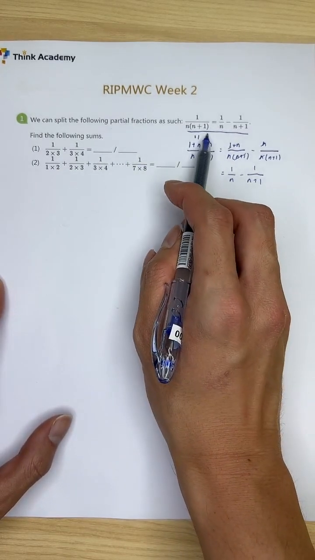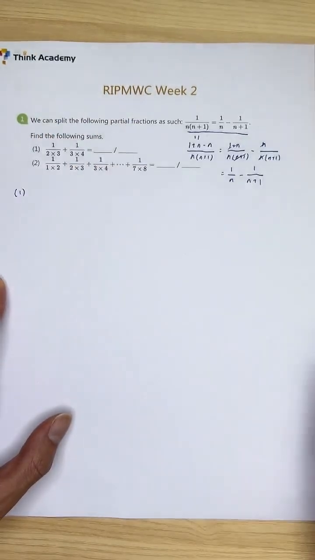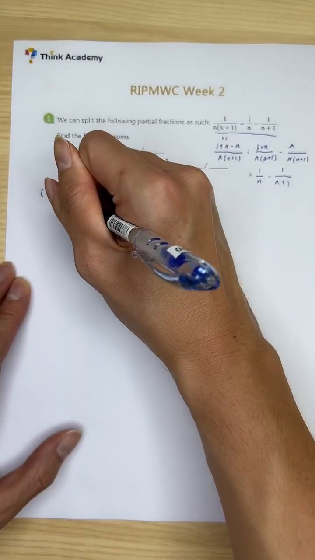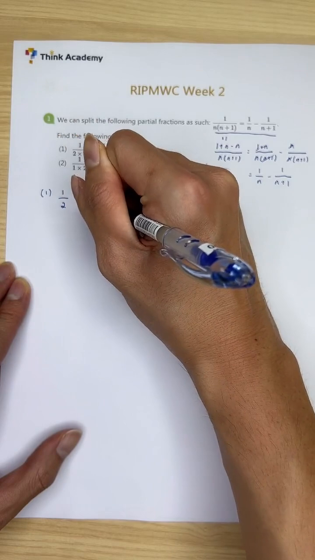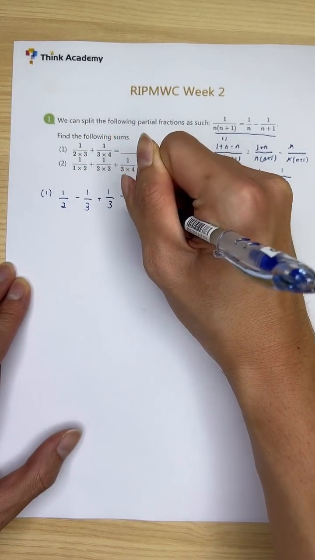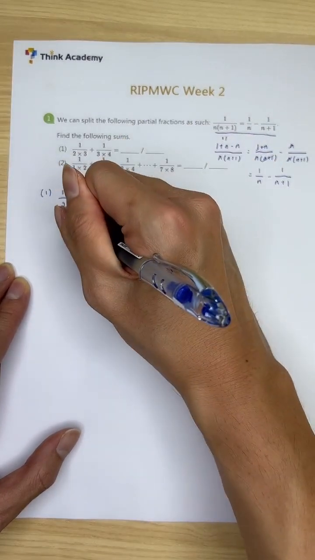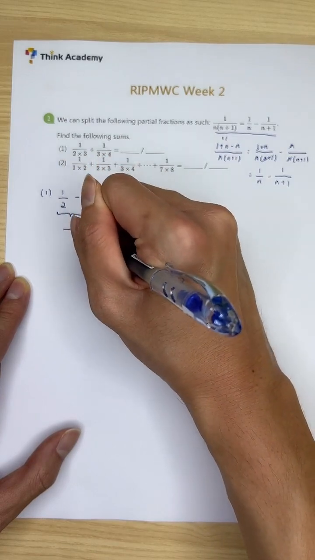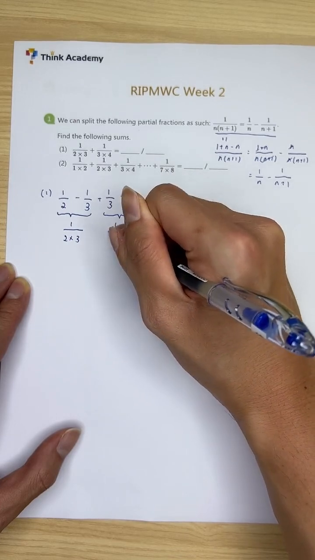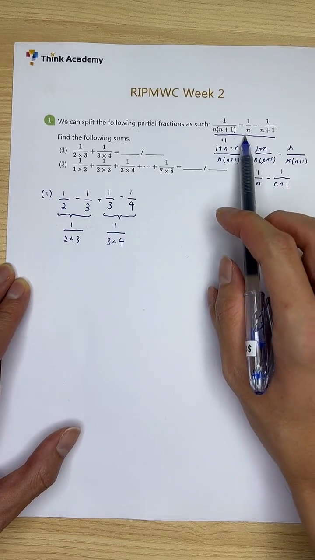Well, we can apply this nice little property. For this one, we can split them up into 1/2 minus 1/3 plus 1/3 minus 1/4. Remember this was the property. So this one is equal to 1 over 2 times 3, and this one is equal to 1 over 3 times 4. So remember, we are following this.